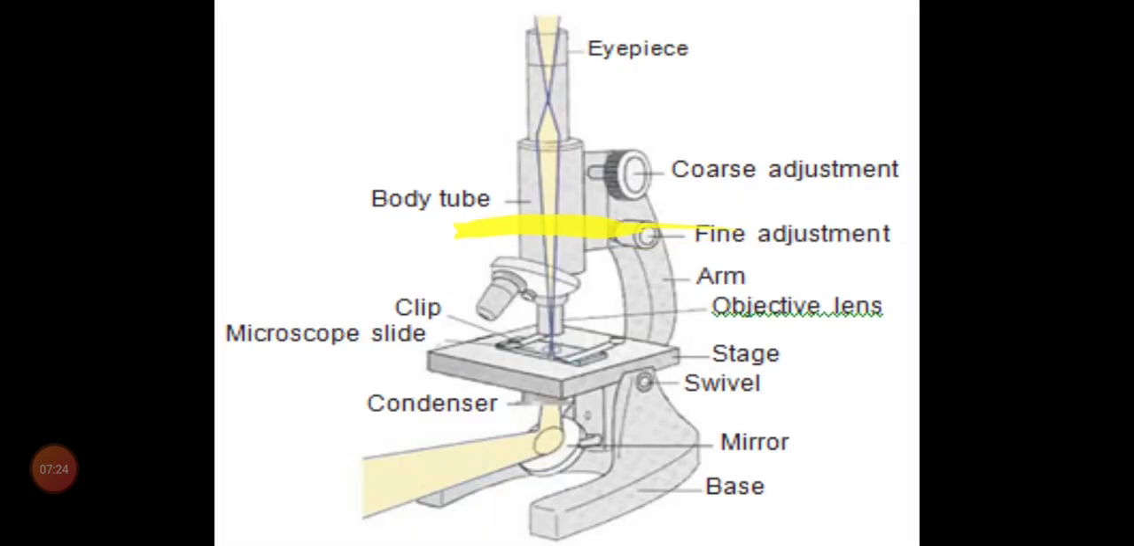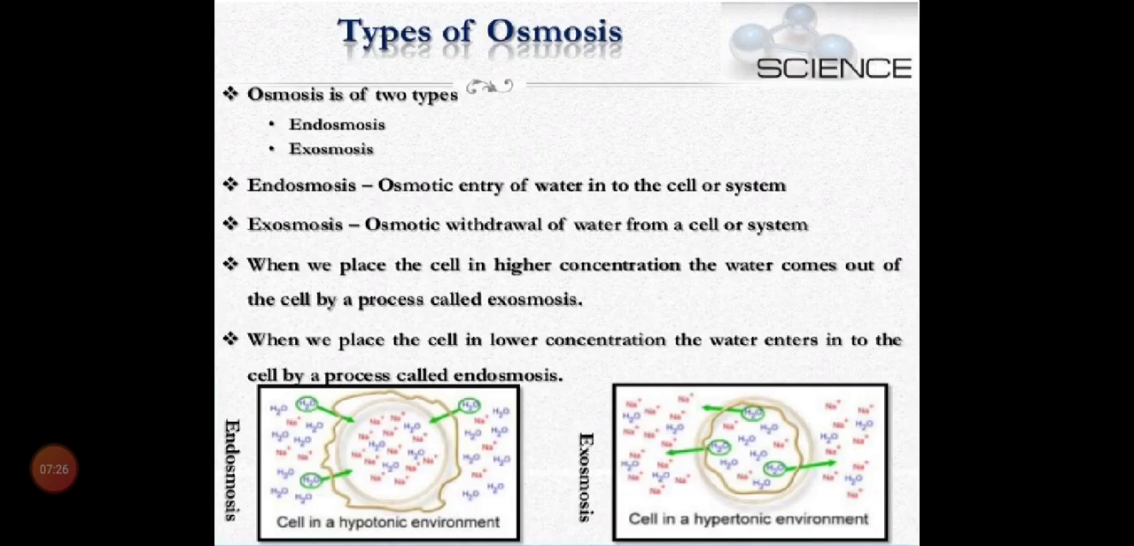Clear, children? So there are only two types of osmosis, endosmosis and exosmosis. Endosmosis, endo means getting inside. So water getting inside the cell is endosmosis. And exosmosis, osmotic withdrawal. Ex means coming out of the cell. So withdrawal of water from the cell is called exosmosis.